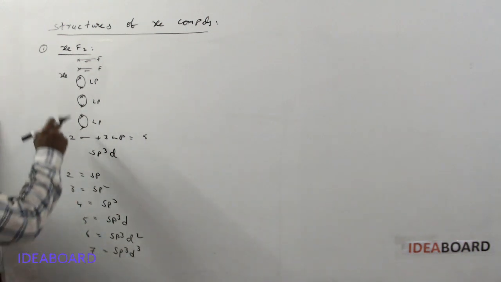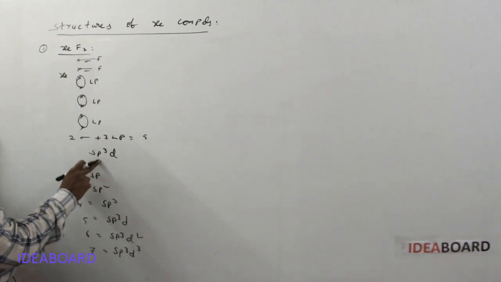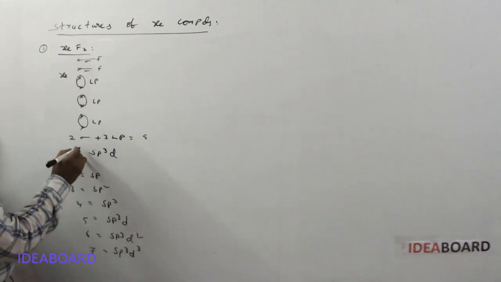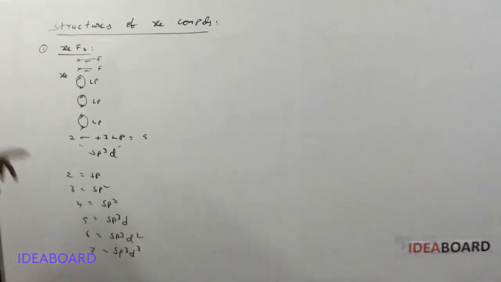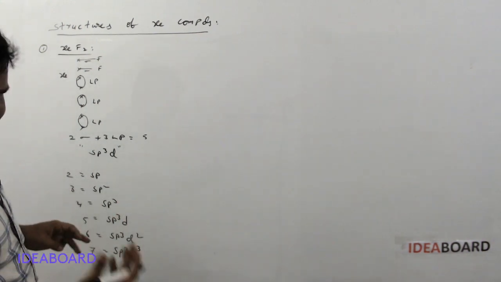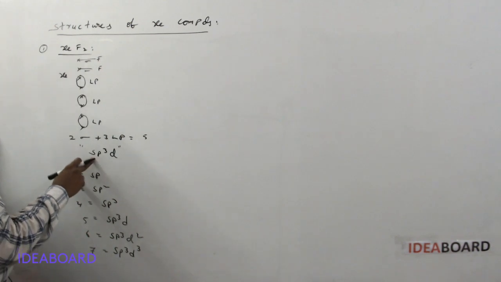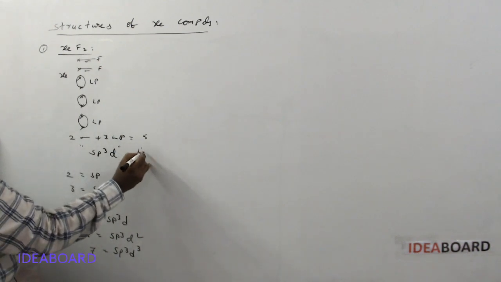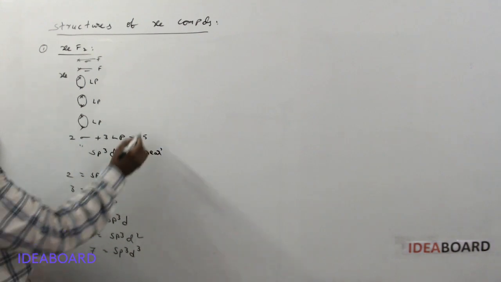Okay, so now we have 3 lone pairs and 2 bond pairs. So it has 5, and the hybridization is sp3d. And in sp3d hybridization, generally what is the expected shape? The expected shape is trigonal bipyramidal. But because of 3 lone pairs, it has only a linear shape. The shape of the molecule is linear.